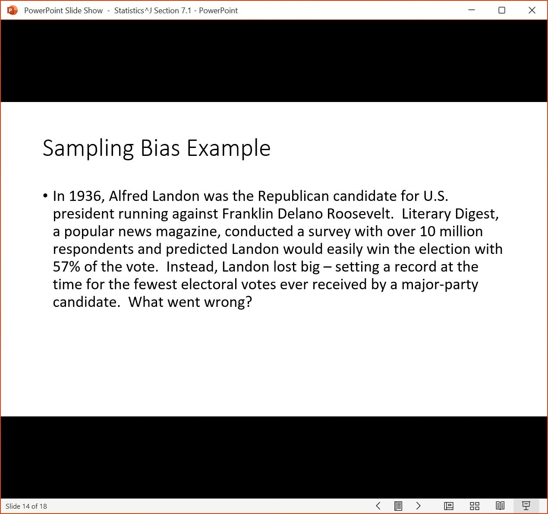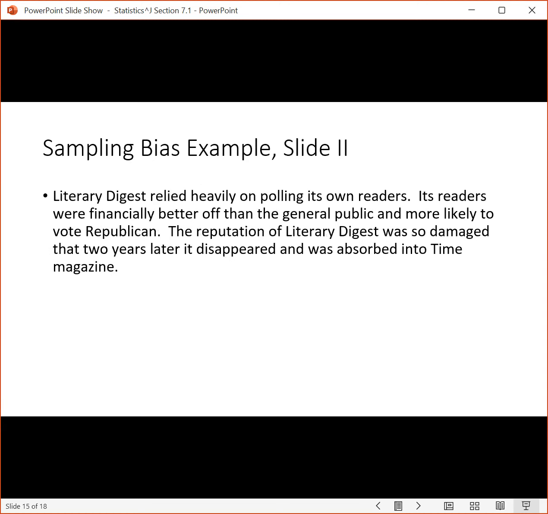Sampling bias. In 1936, Alfred Landon was the Republican candidate for U.S. president running against Franklin Delano Roosevelt. Literary Digest, a popular news magazine, conducted a survey with over 10 million respondents and predicted that Landon would easily win the election with 57% of the vote. Instead, Landon lost big, setting a record at the time for the fewest electoral votes ever received by a major party candidate. What happened? What went wrong? You can stop and think about it if you want to pause the video. Or we just move on.